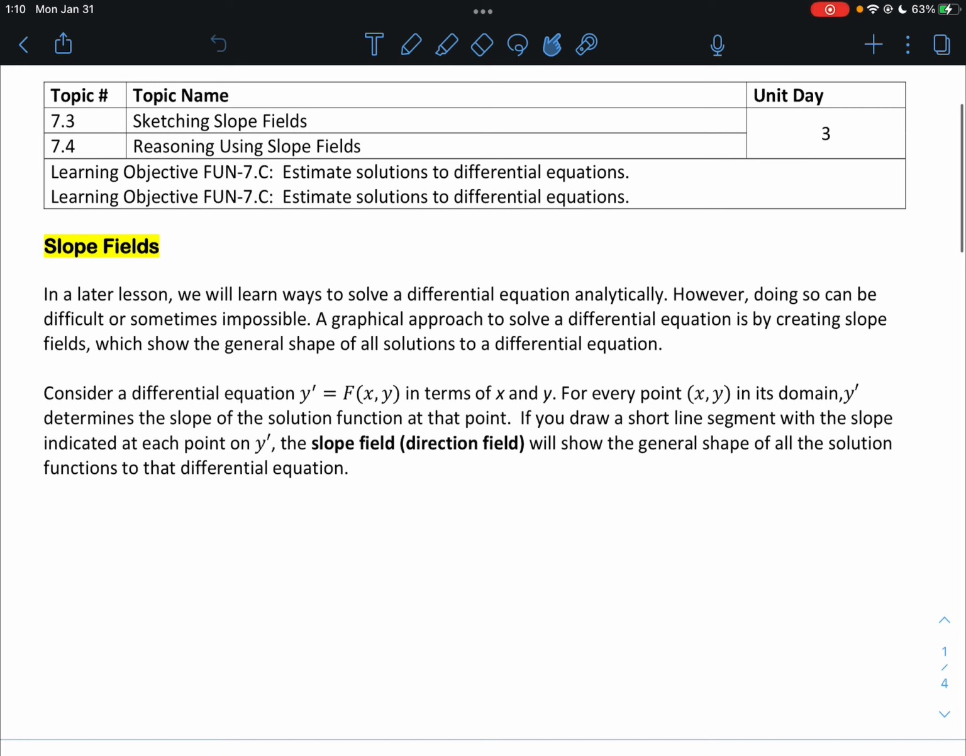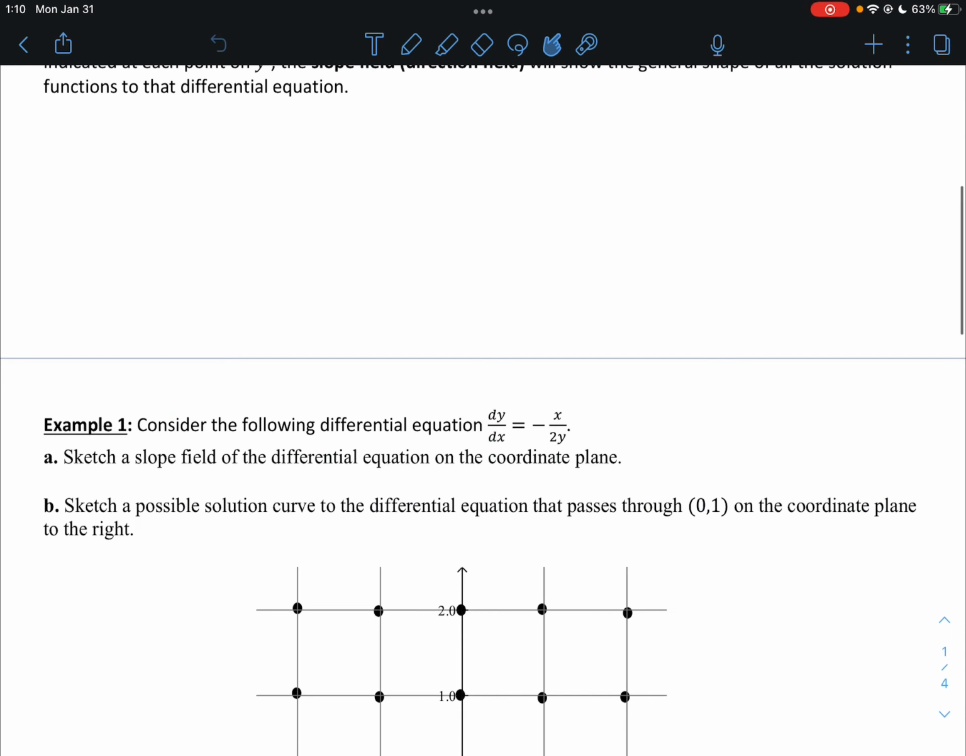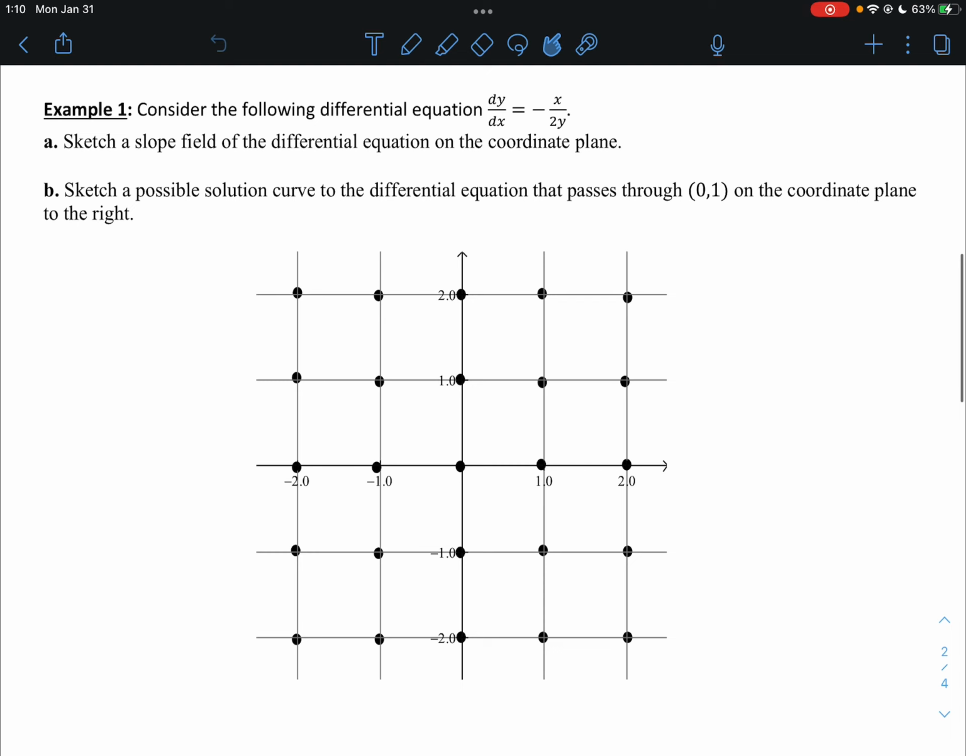So let's start by considering a differential equation y prime equals f of x, y, in terms of x and y. For every point x, y in this domain, y prime determines the slope of the solution function at that point. We're going to draw a very short little line segment with the slope indicated at each point, or the slope field. It will show the general shape of all the solution functions of that differential equation. What does that mean? Let's take a look.